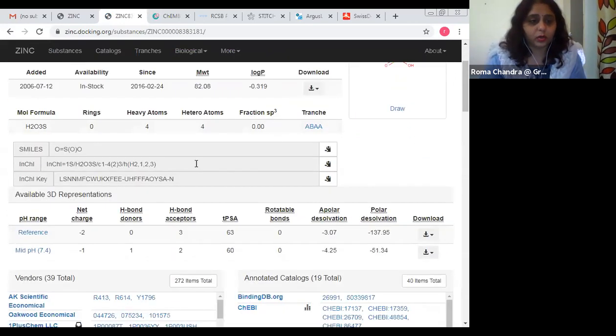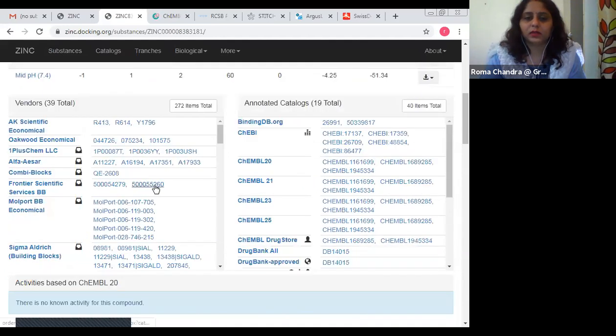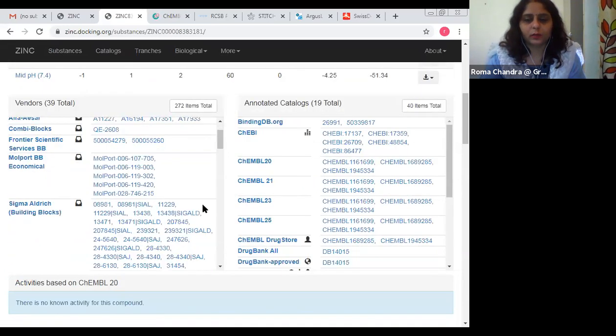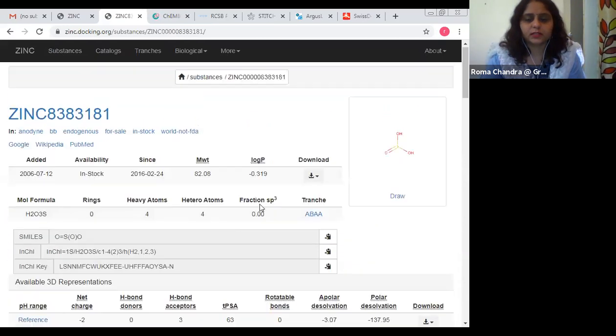What are all these? You need to go for a detailed study of one of the tools, which we'll be doing in our last week practicals. I'll show you what all this is. Here you can see the information with respect to the structure. I'll just show you here.